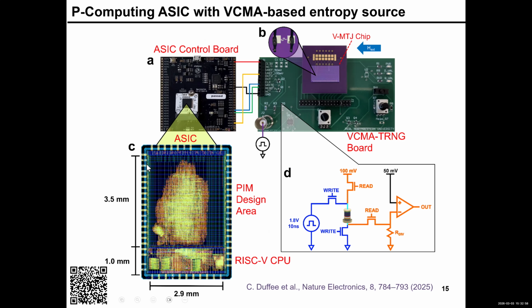What this PIM design area contains is essentially the p bits, the J matrix, the H vector, the lookup tables, all of those things that essentially make up this probabilistic Ising machine and implement these using these random bit streams read out from the adjacent voltage controlled magnetic tunnel junction.